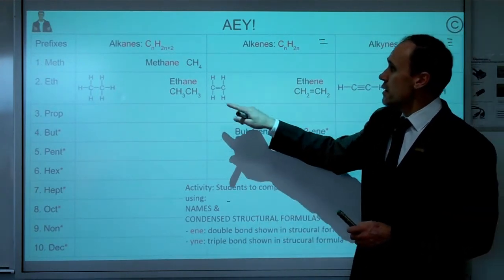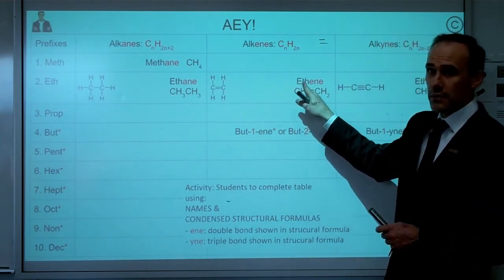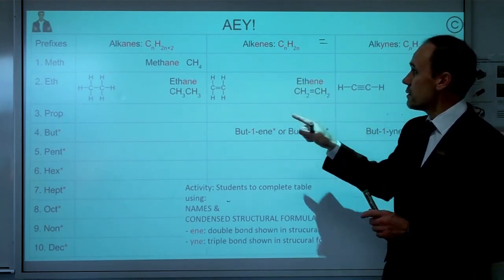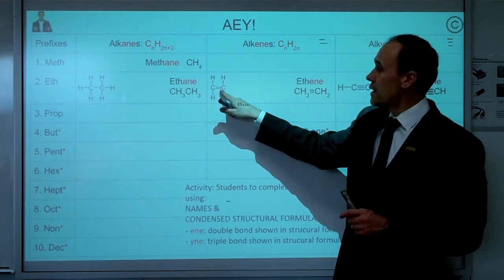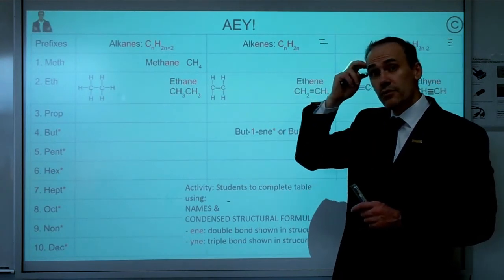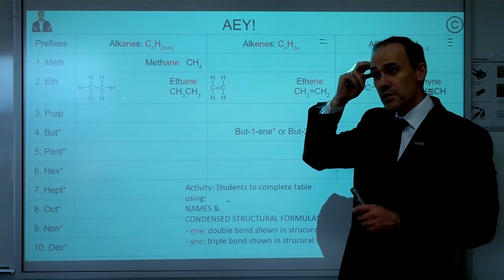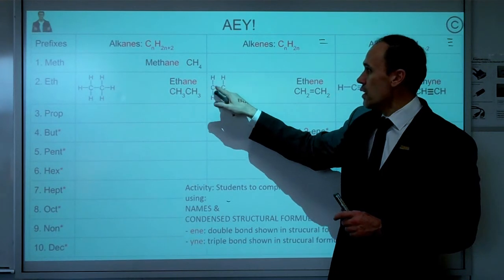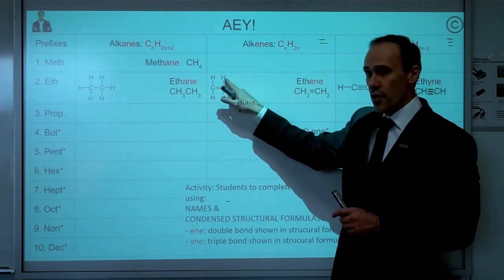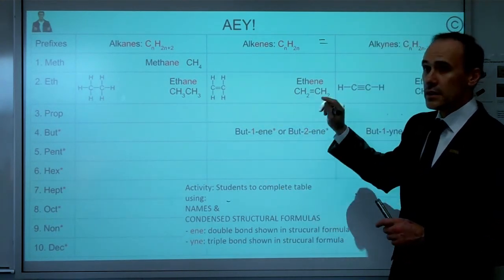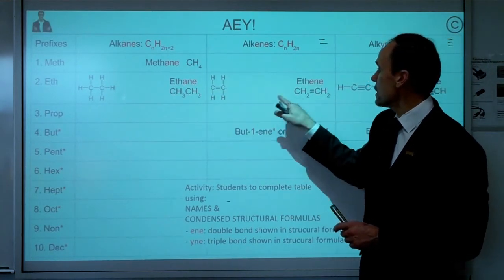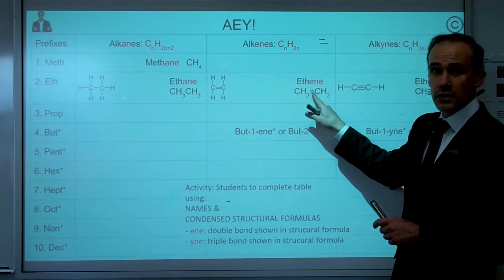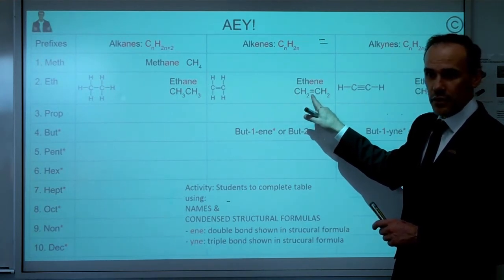Now ethene, again, eth meaning two carbons, ene meaning a double bond somewhere. Not rocket science. There must be a double bond between those two carbons. And how many bonds can each carbon form? What's the magic number? 4. That carbon has 1, 2, 3, 4. That carbon has 1, 2, 3, 4. And the condensed structural formula is CH2=CH2. And pay attention, you have to show the double bond where it is.